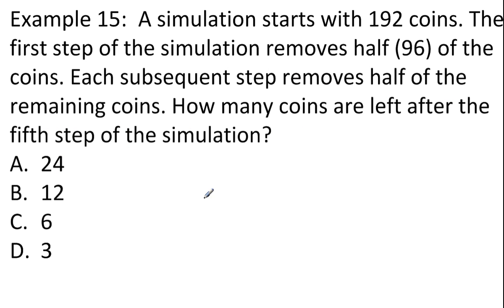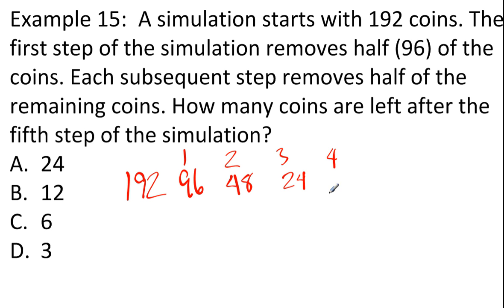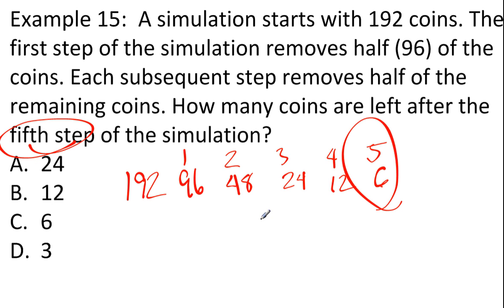Alright. Simulation starts with 192 coins. After the first step, bam, there's my 1. It's at half, at 96. Step 2 is going to be at what? Half of 96 is 48. Step 3 is at 24. 4 is at 12. And my 5th step that it's looking for is going to be at 6 for our final answer.